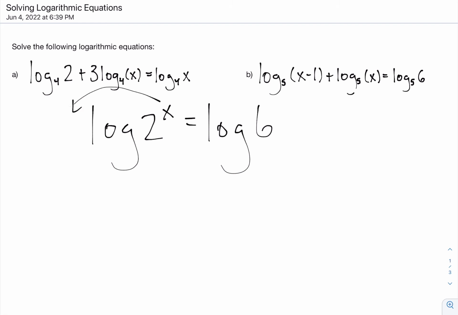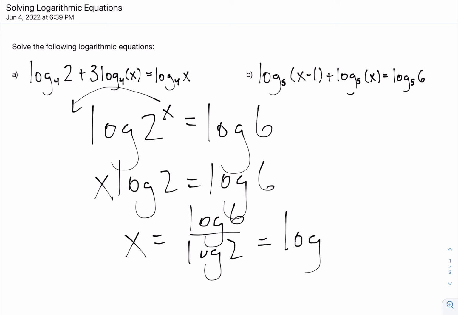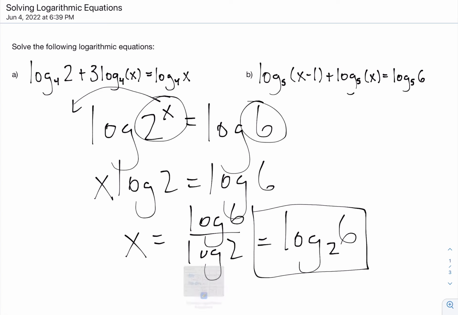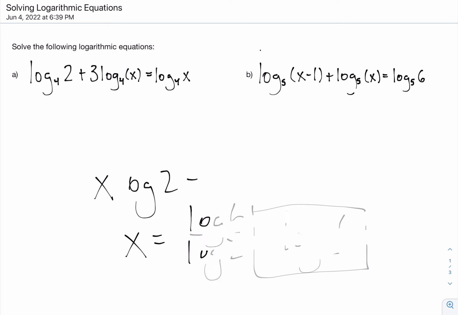Using our log laws, we bring this x out front, so x log 2 equals log 6. And finally, dividing by log 2 on both sides, we get log 6 over log 2, or equivalently, we can write the log of 6 in base 2. So the main idea is that we end up getting an exact answer in logarithmic form. Even though we started with an exponential, 2 to the x equals 6, we ended up with a log. In the questions I'm going to be going over today, we start inherently with a log.